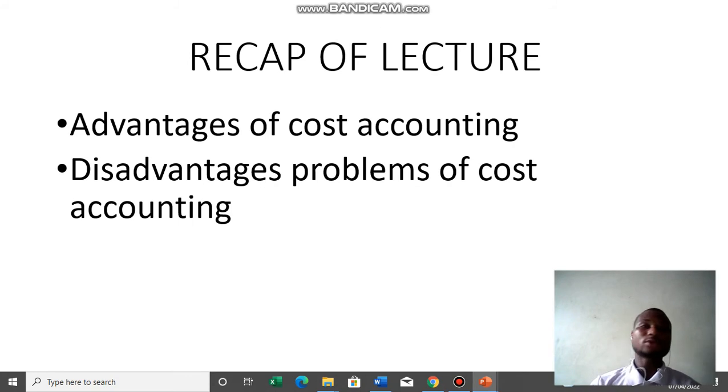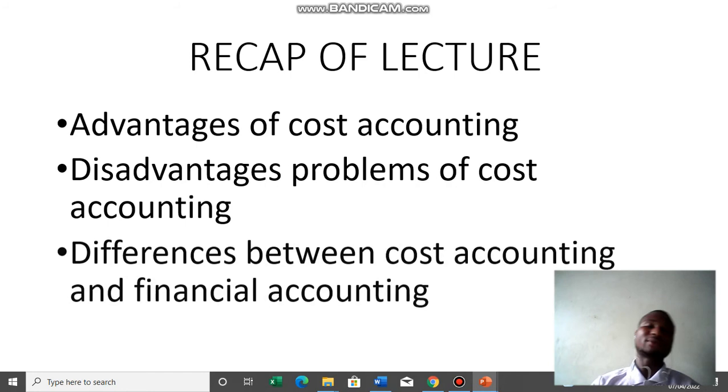And we also talked about skillful management. If you don't have highly trained and skillful managers, you have a problem when it comes to understanding the information that cost accounting systems generate for us, and that becomes problematic. So these are the things that we've learned.